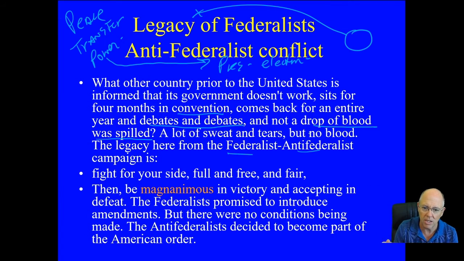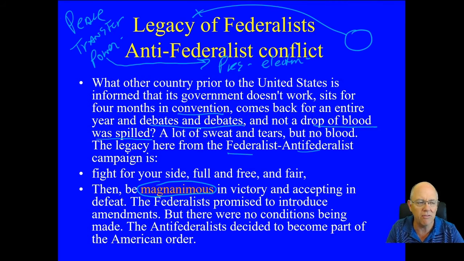They disagreed, but when it was over, they settled. So they said, be magnanimous in victory and accepting in defeat. Magnanimous means forgiving. The Federalists promised to introduce amendments, but there were no conditions being made for the Anti-Federalists. So again, the famous story of Patrick Henry. Patrick Henry was governor of Virginia when they were arguing over the Federalists versus the Constitution. And his followers, the Anti-Federalists, came to him and said, Patrick Henry, what do we do?